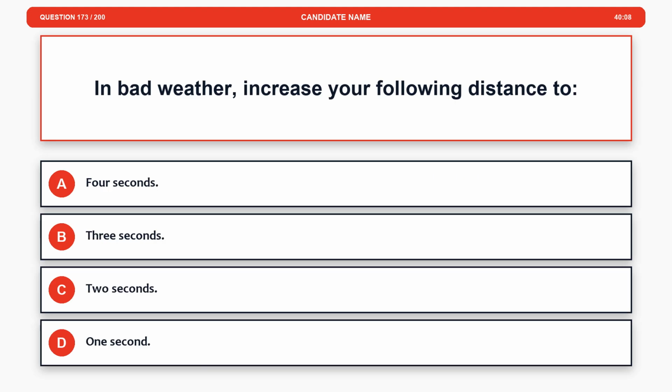Question 173. In bad weather, increase your following distance to Option A. 4 seconds. Option B. 3 seconds. Option C. 2 seconds. Option D. 1 second.